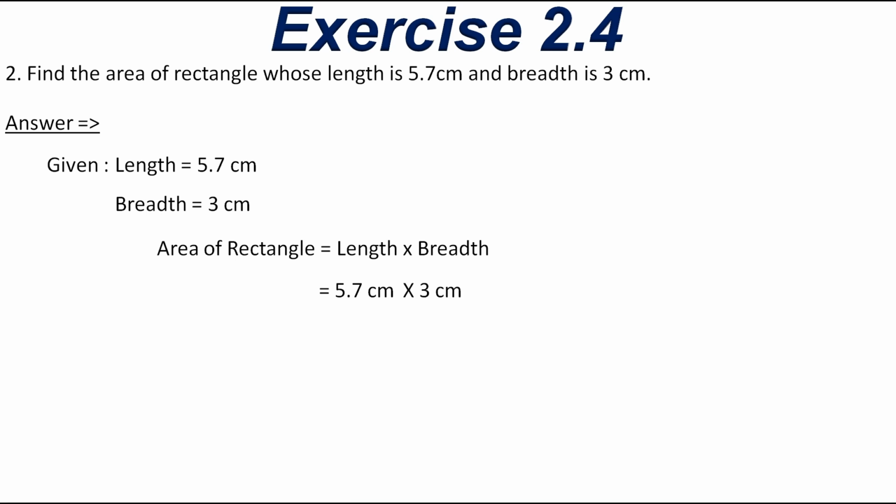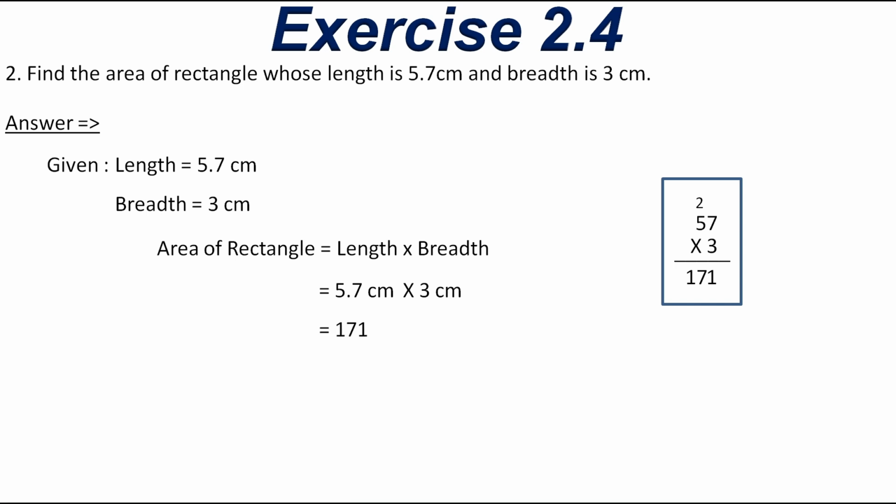So first of all we have to forget the decimal point, so the number became 57, that we have to multiply with 3. So 3 7s are 21, 2 goes on carry, 3 5s are 15 plus 2 is 17. So I got the answer as 171.